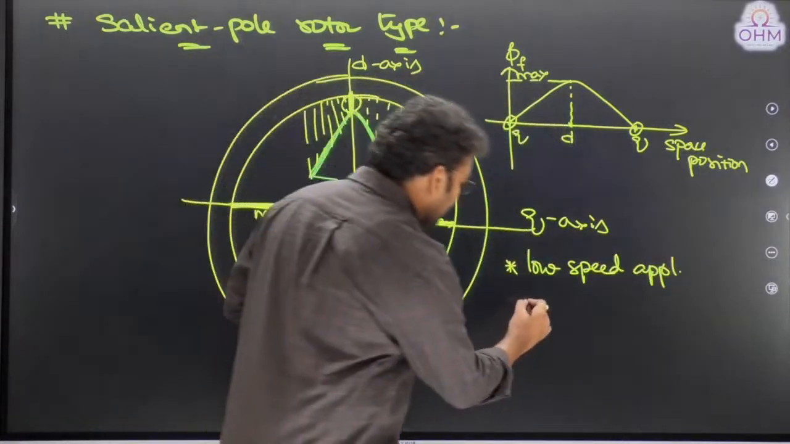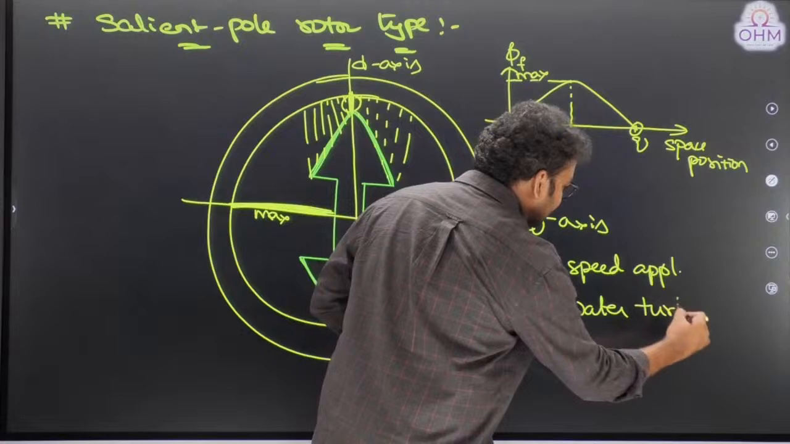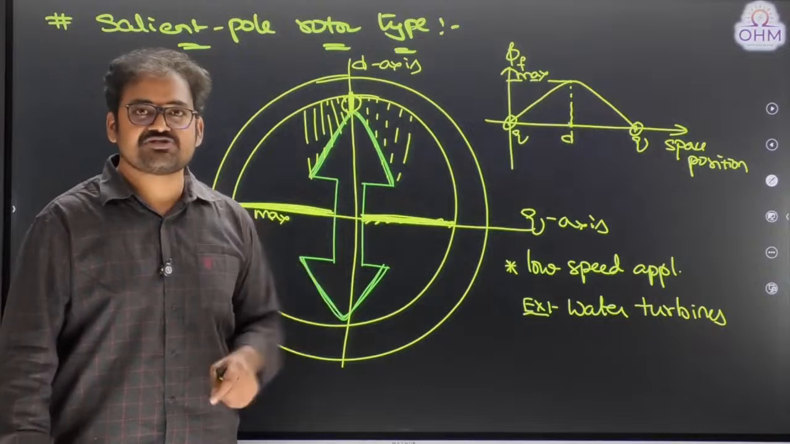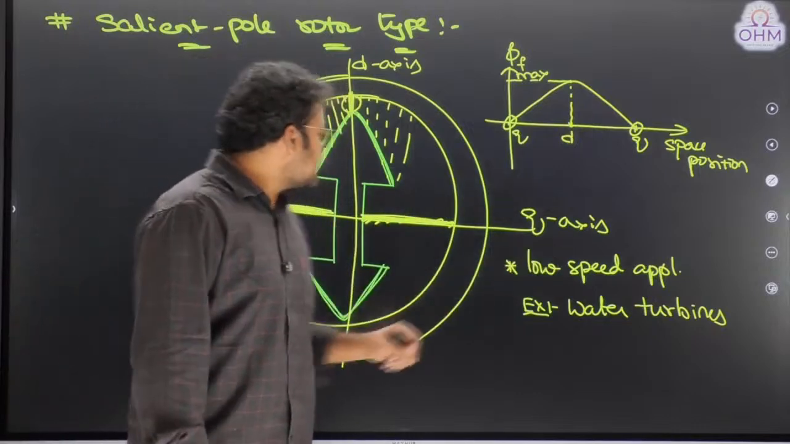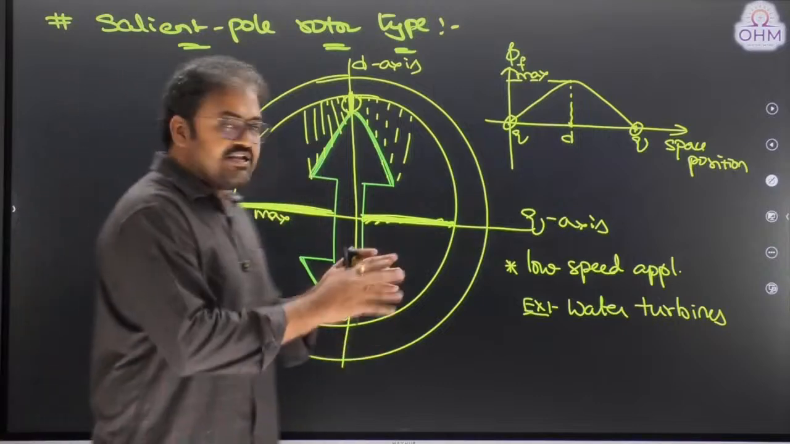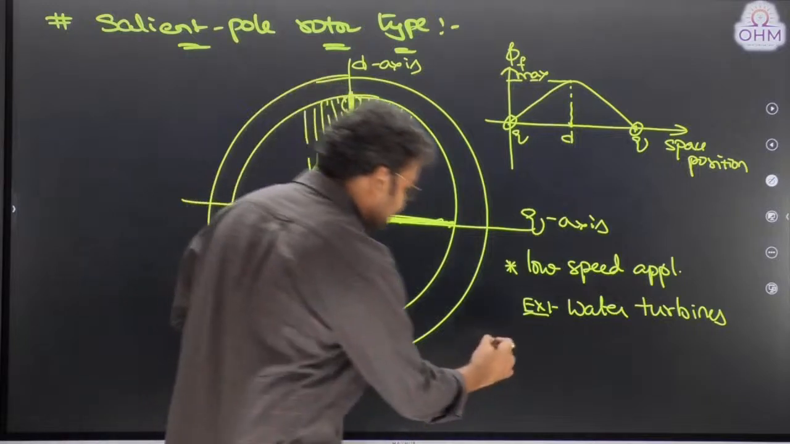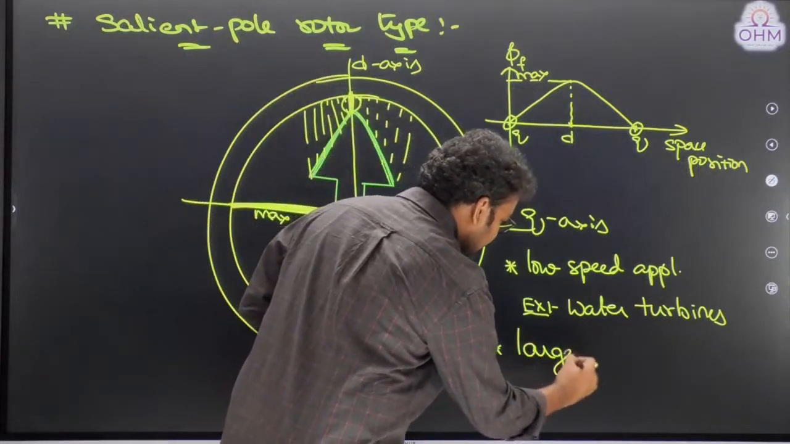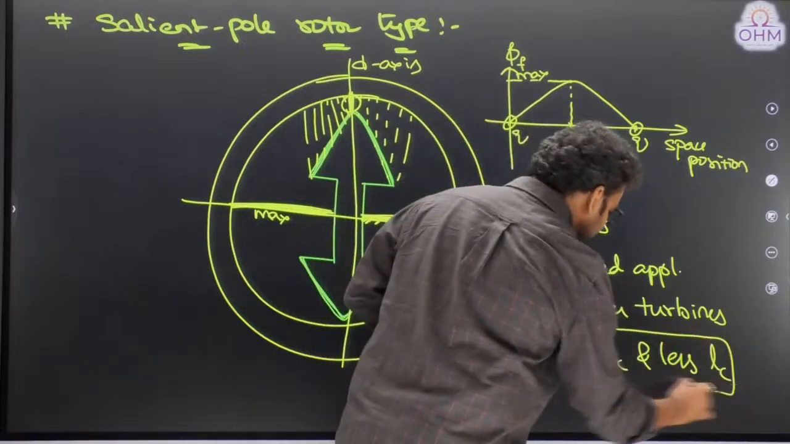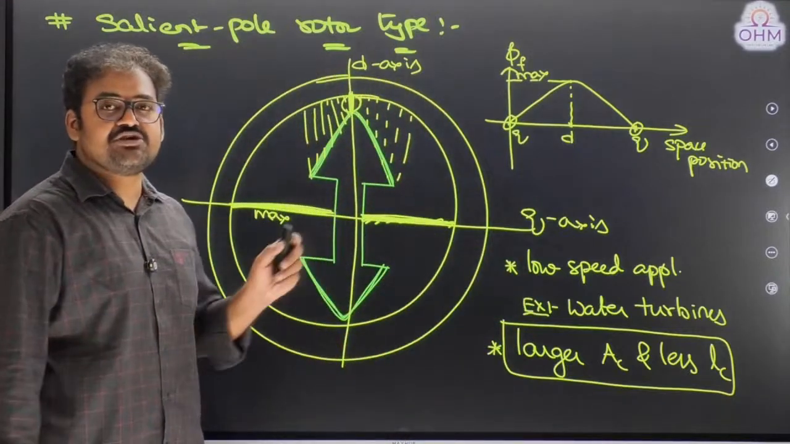Best example, water turbines, which means hydel power plants. Water turbines are generally designed to give higher efficiency at lower speed. Therefore, for low speed applications, we will use salient pole rotor type synchronous machines. Physically, they are larger in cross section and less in axial length. The length of the core is less, but the cross-sectional area of the machine is large. So this is about the salient pole rotor type synchronous generator.